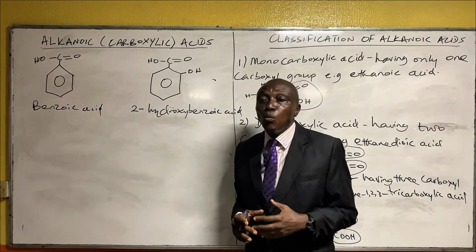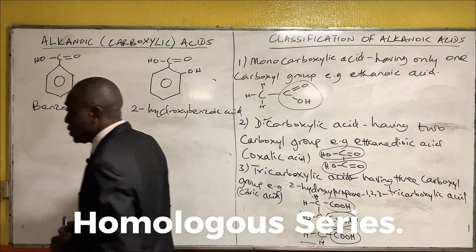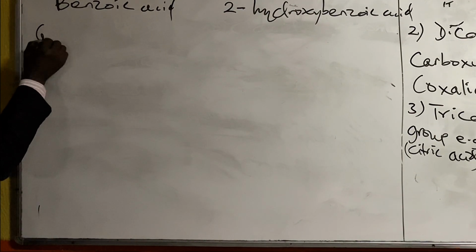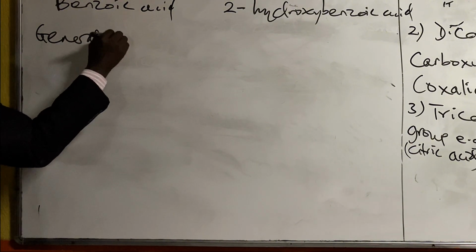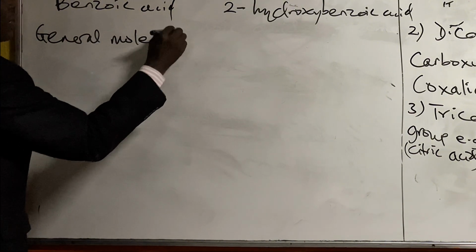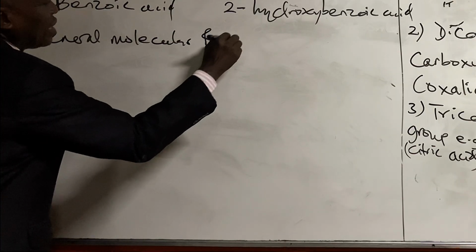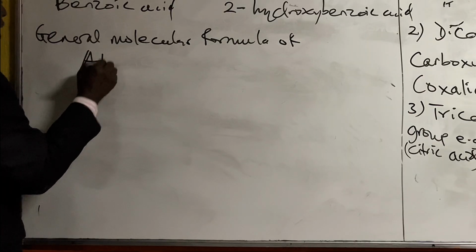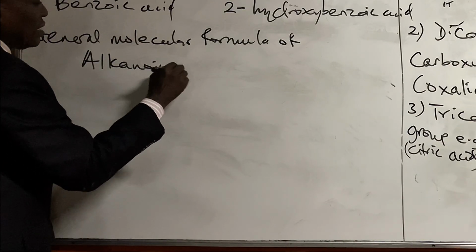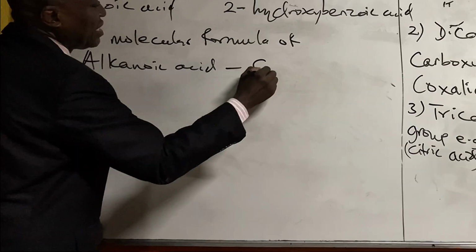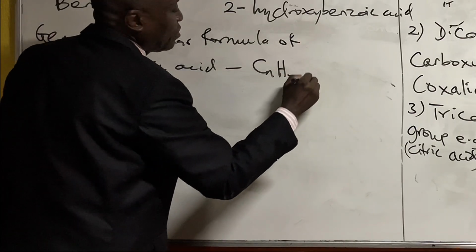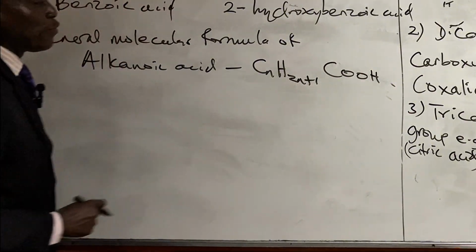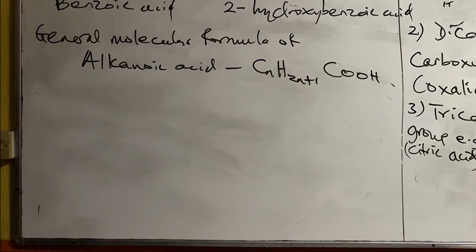Then we also have the alkanoic acid. It has its own homologous series. The general molecular formula of alkanoic acid is CnH2n+1 COOH. That's the general molecular formula of alkanoic acid.